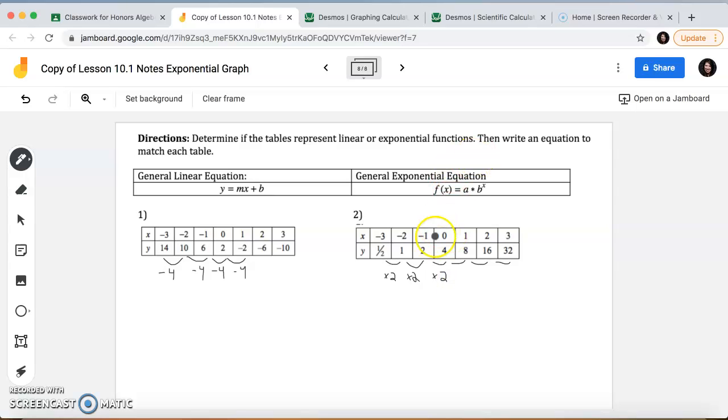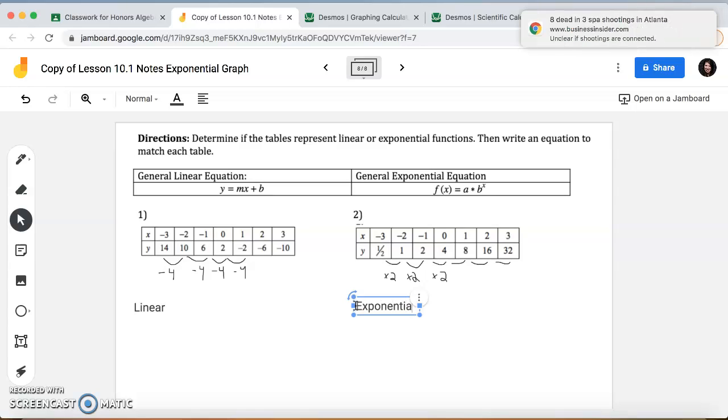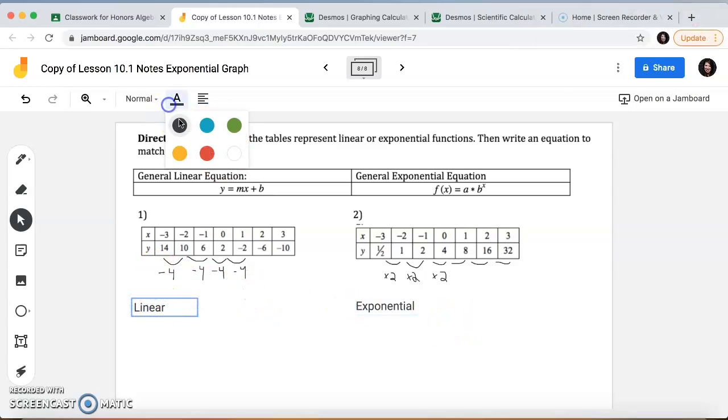Okay? So if your y values are adding or subtracting by a number, it's going to be linear. And if they're multiplying or dividing by a number, it's going to be exponential. So this one here is linear. If it is multiplying or dividing by a number, it's going to be exponential.